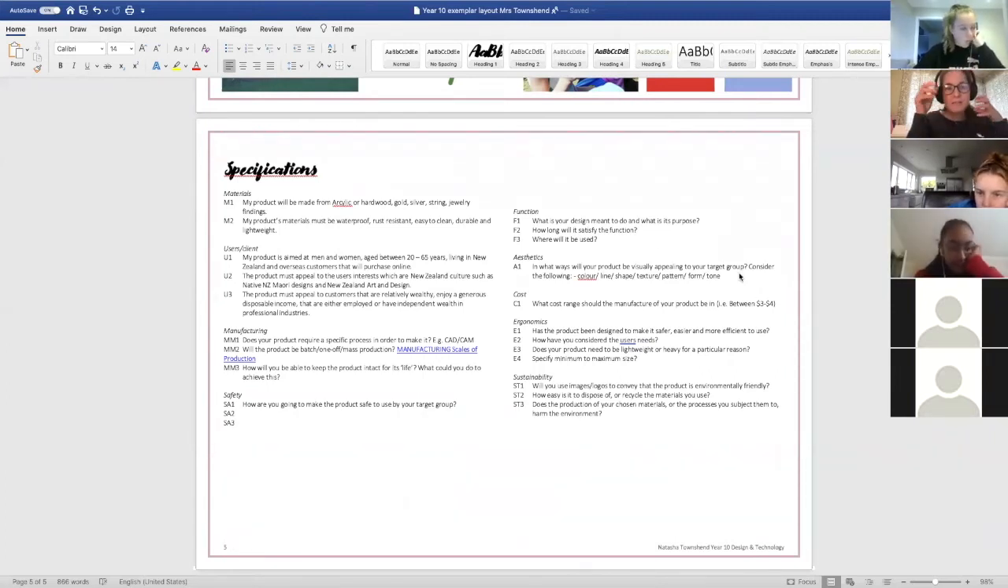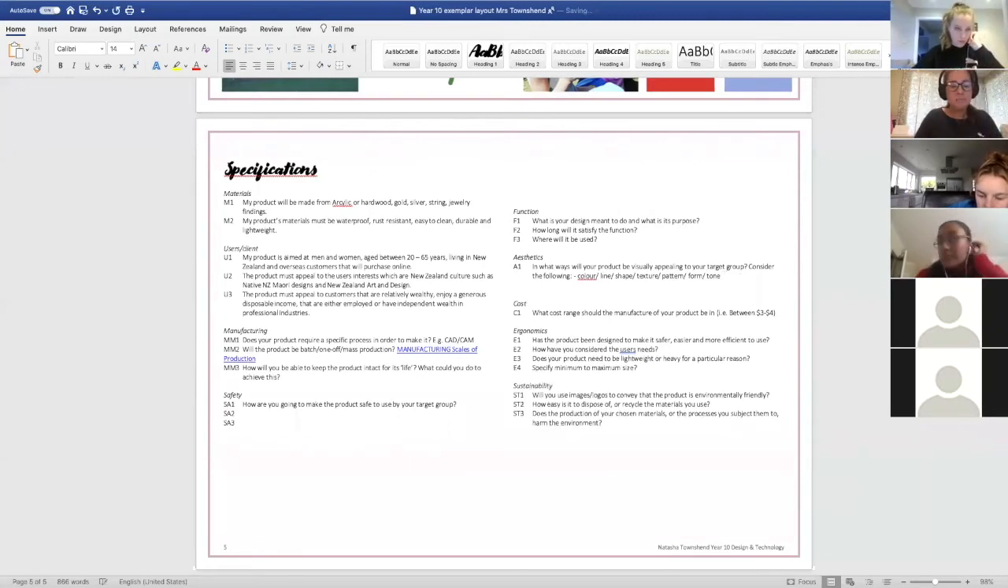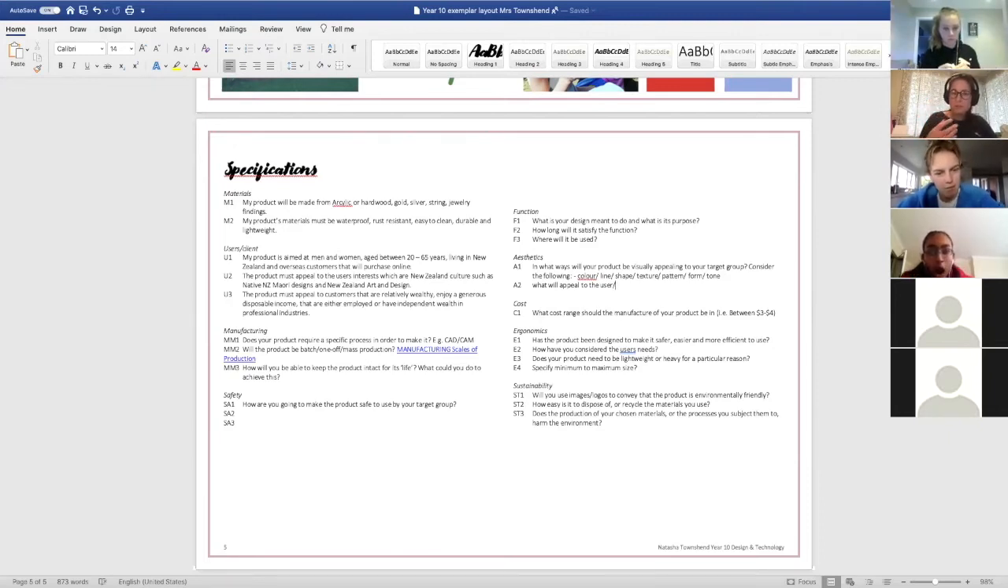Also in aesthetics, I think it's important to say something about what will appeal to the user. So I could say a sentence describing what color, shapes, patterns, etc. might appeal to the user. Yeah, Natasha?